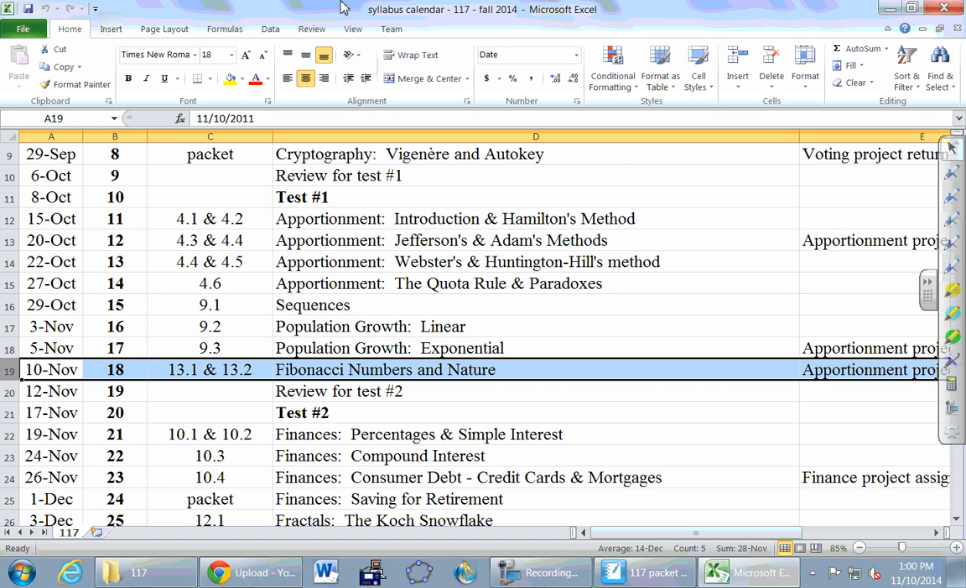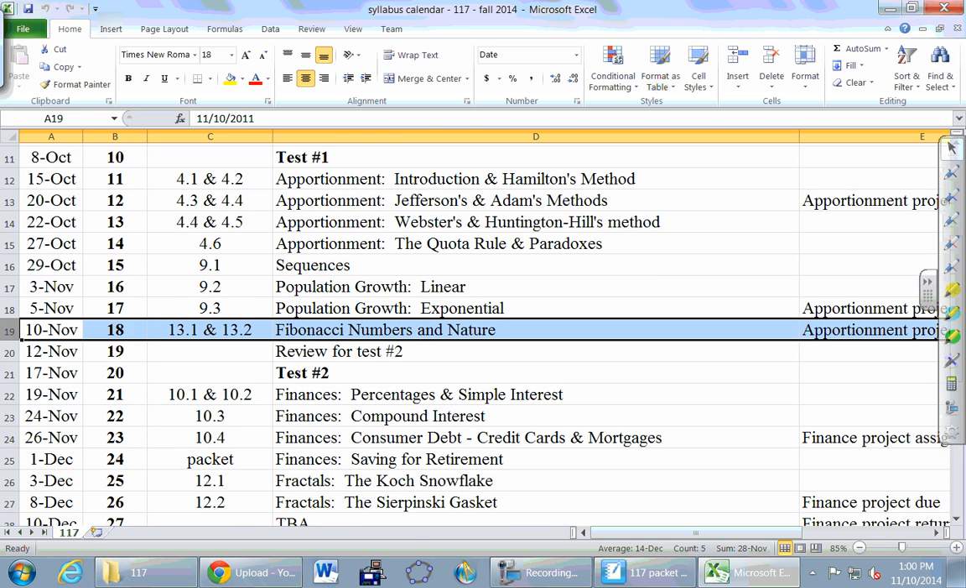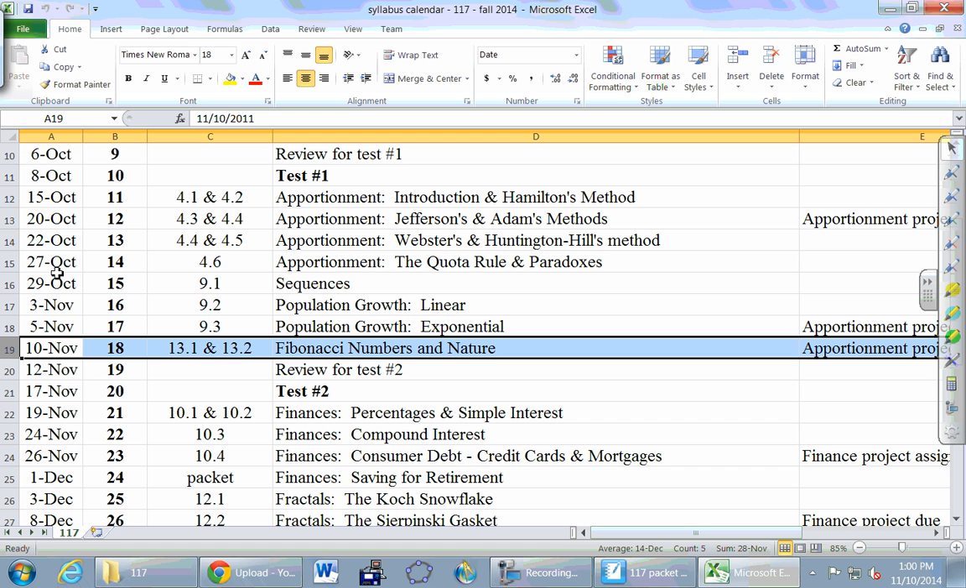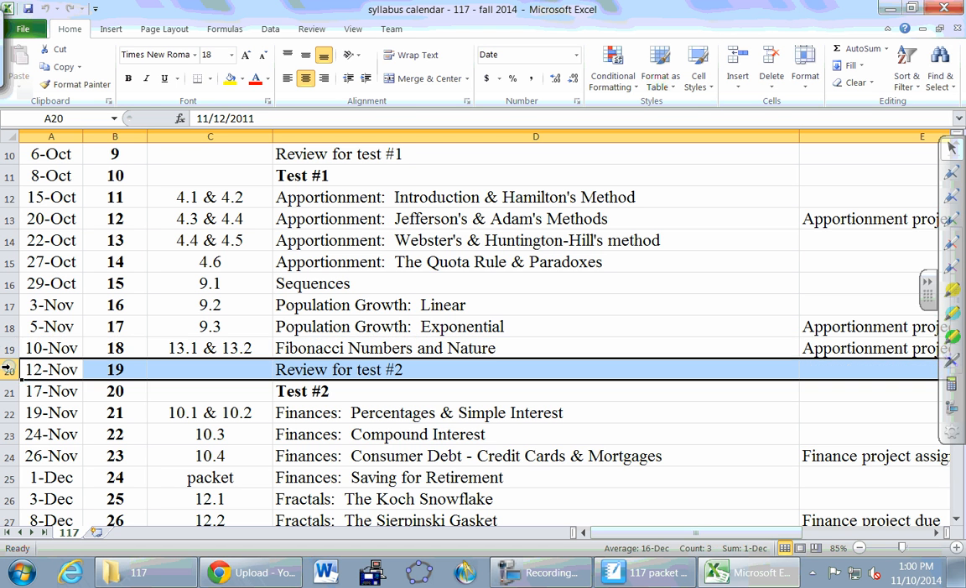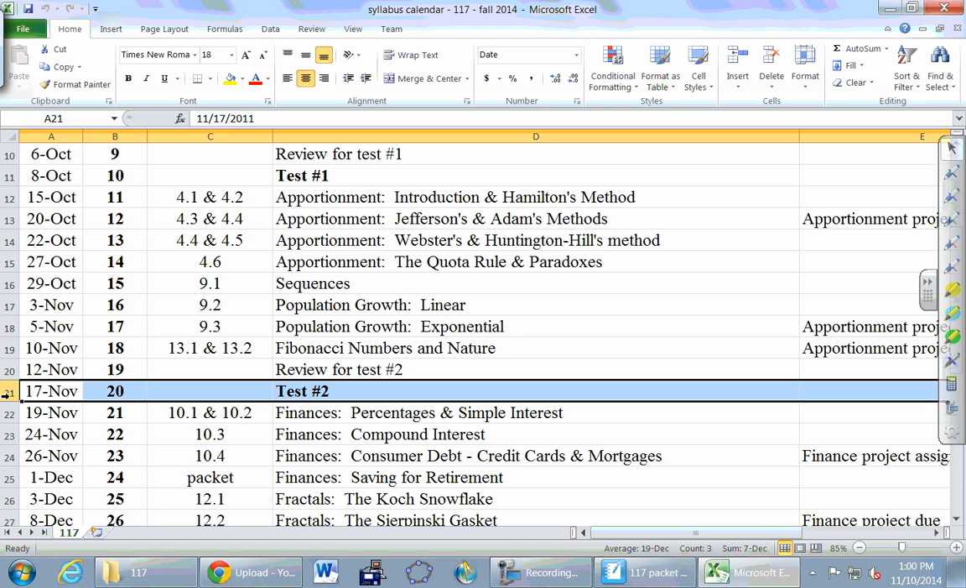Our quick look at the calendar tells us that today we're going to talk about Fibonacci numbers and nature. And I just want to highlight that this is our last day of new material before the upcoming test. On Wednesday is our review day for that test, which is coming up on Monday. Okay, second test is coming up Monday, 1 week from today.